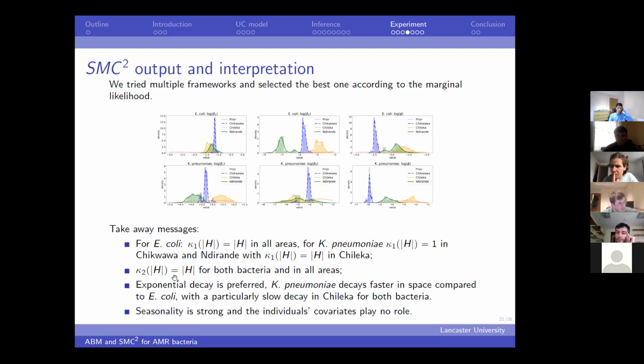You say better in terms of predictive performance, or in what terms? In terms of likelihood. Right. Okay, so just a higher likelihood score. Okay, gotcha.